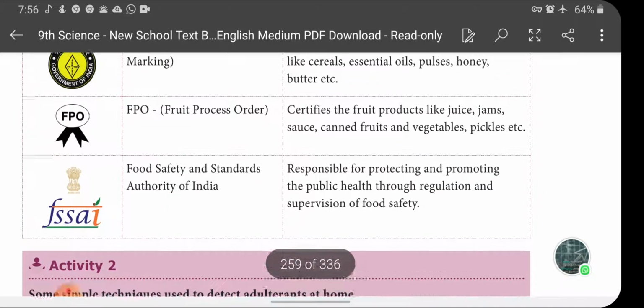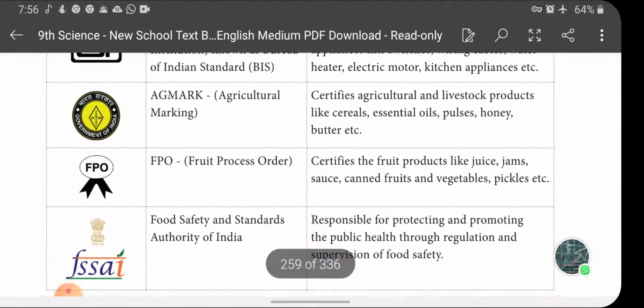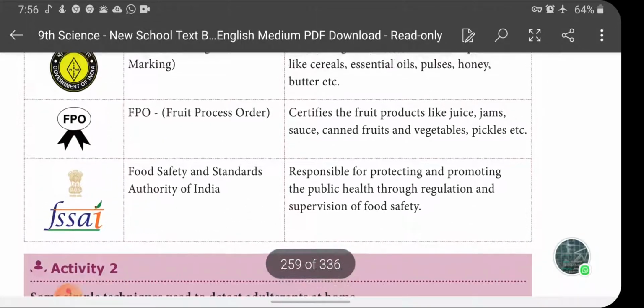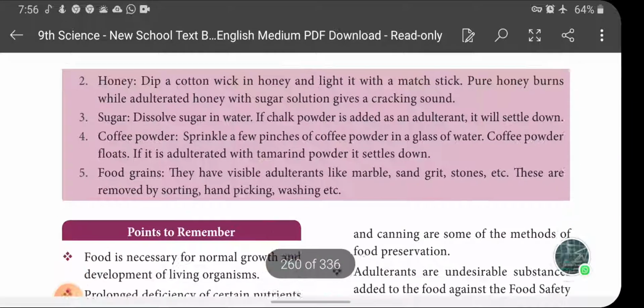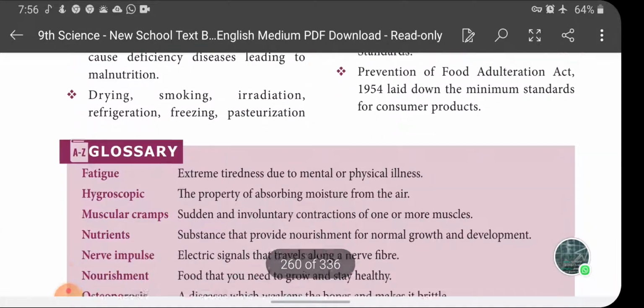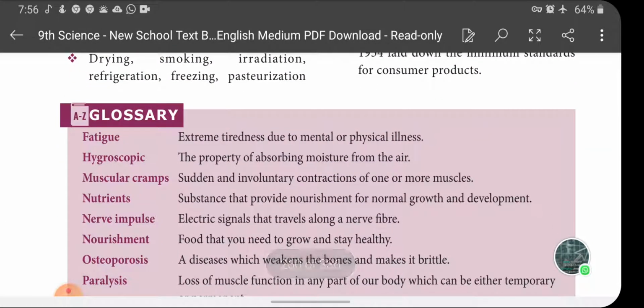Okay, so this is a book-back question for marks, children. You can learn it as homework, children. Okay, the lesson is completed with this. Next, we'll start new lessons in my next session, children.